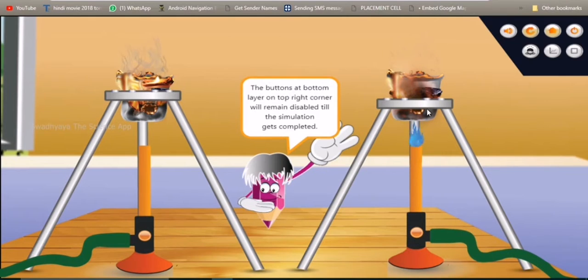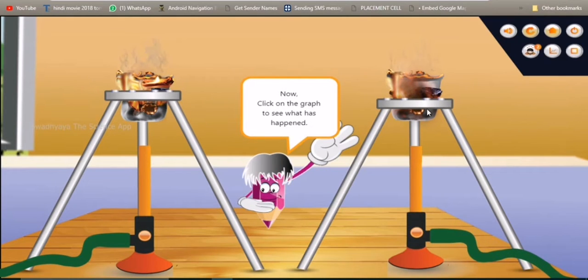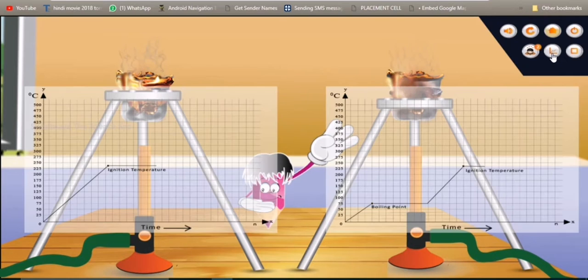Now click on the graph button to see what has happened. We have one instruction here: click on the graph to see what happened. Here we have the instruction and the control panel. Let's go to the graph. The graph shows why the paper cup with water takes more time to reach its ignition temperature compared to the empty paper cup. Then click again on the graph button to disable the graph. This is the first one, and this is the second.